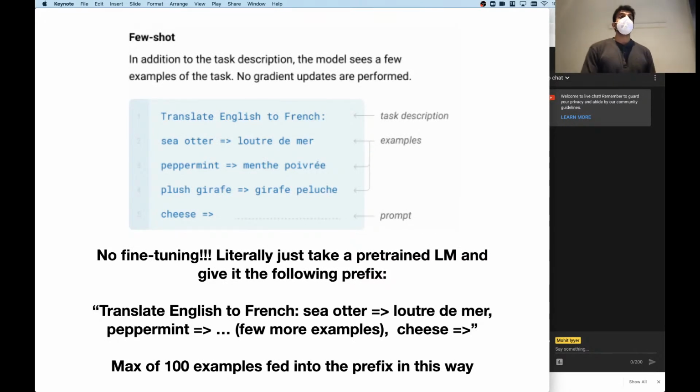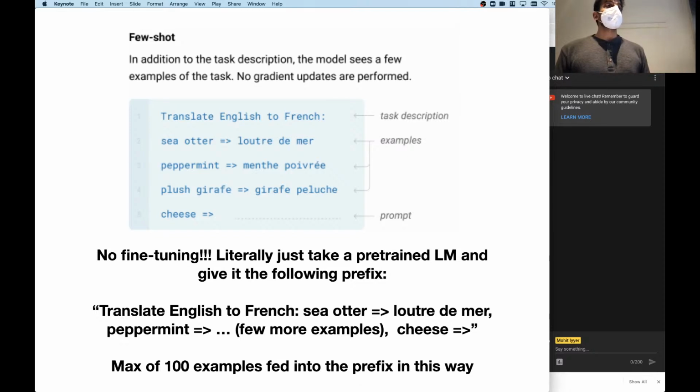Similarly, you could do the few-shot setting, where you put some small number of examples into the prefix in the desired format. So, for example, translate English to French: sea otter, peppermint, plush giraffe. In their paper, they put up to 100 examples, or however many could fit in the prefix window, and then they give it the held-out test word that they want to translate to French.